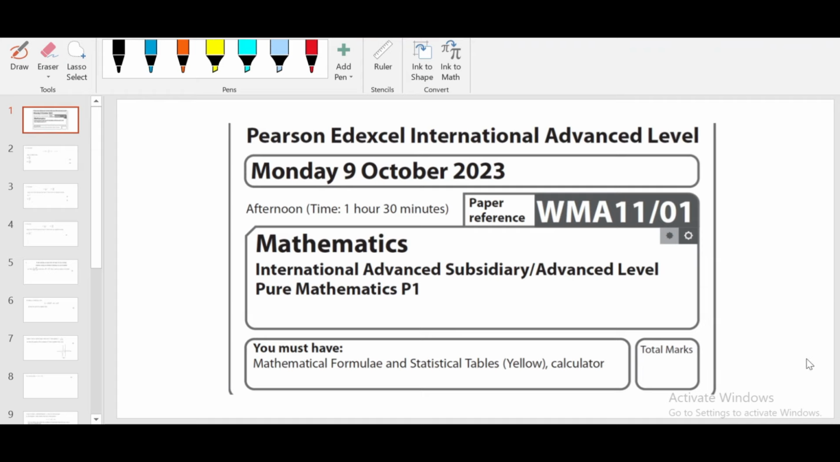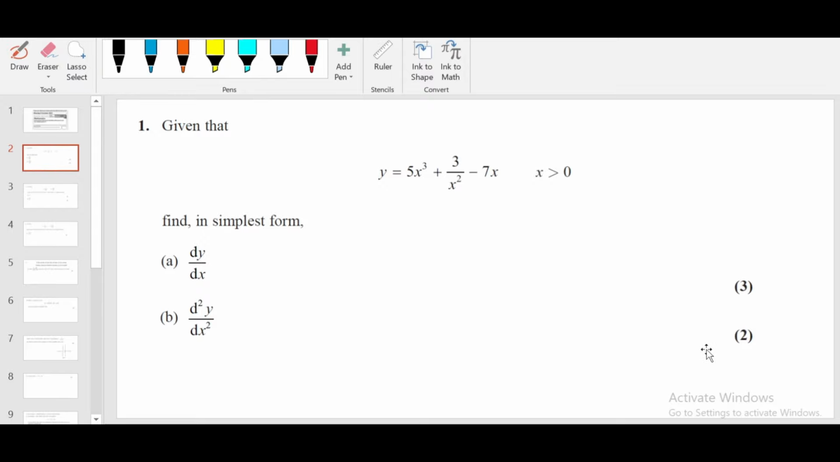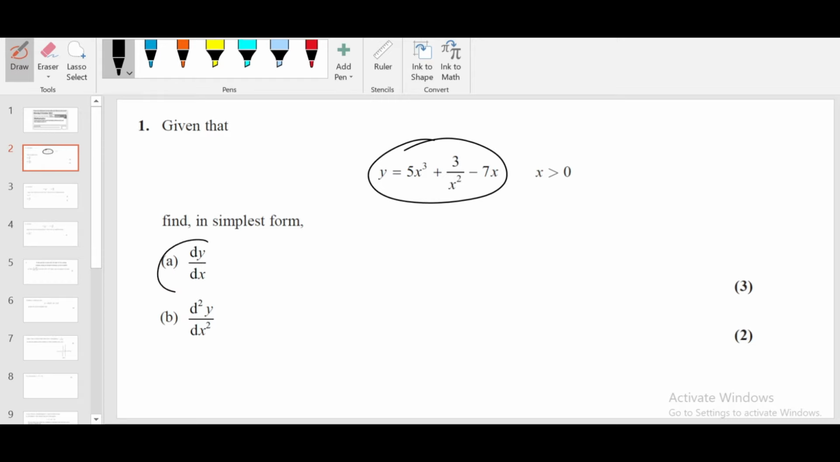So in this video we are going to solve the Pure Math 1 October 2023 paper. This paper consists of 11 questions. Question number 1 is from differentiation. You have a function given. You need to find the first derivative and second derivative of the function.